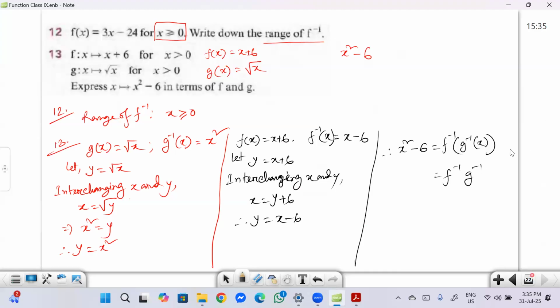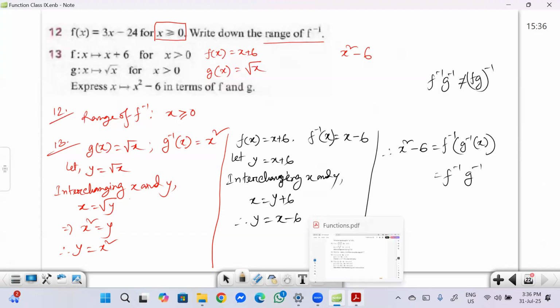You don't write fg whole inverse, huh? So f inverse g inverse is not equal to fg whole inverse. They are not equal. You understand? Yes, sir. বুঝে গেছে? So this was a bit tricky to understand by just looking into the problem. 14 or 3 kilo. হ্যাঁ 14 ও tricky হবে। Kind of, I think.